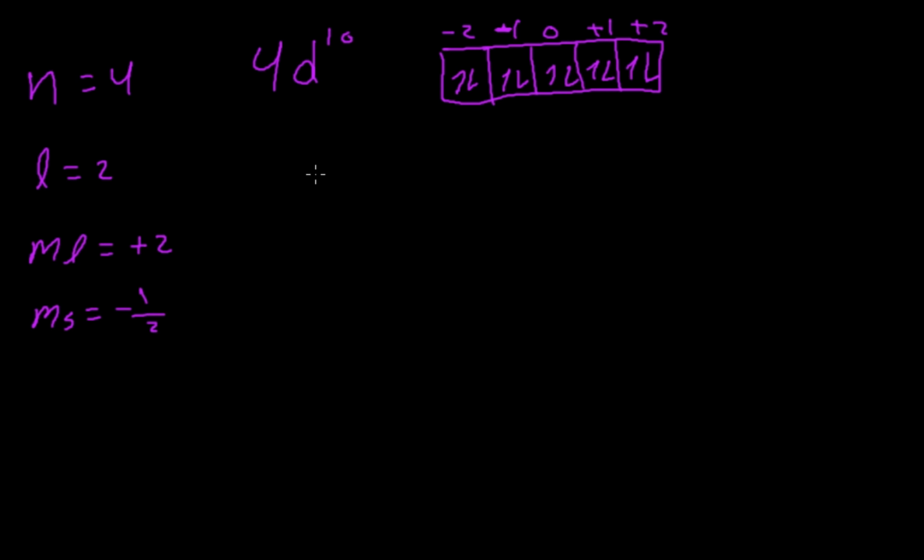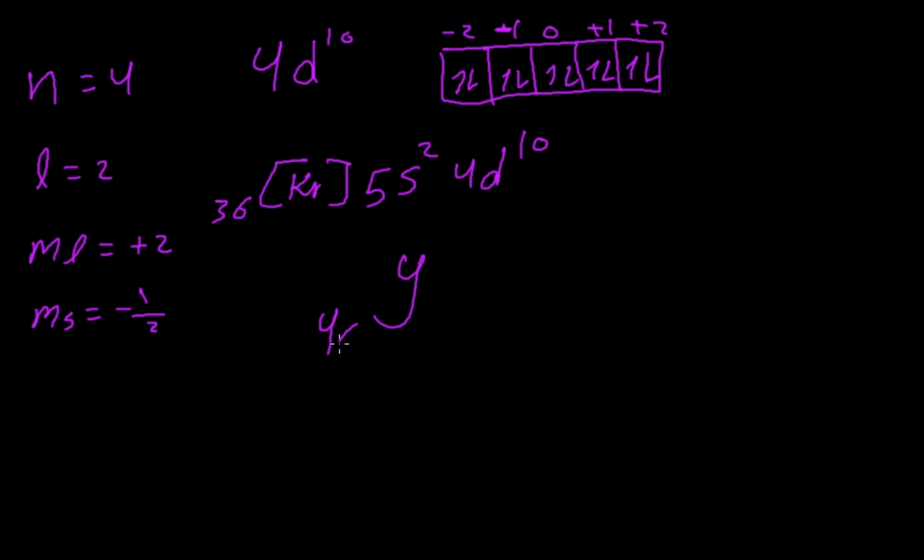So when you do the electronic configuration, starting from krypton 36, then you move to 5s2, then 4d10. And that should be your element, Y or Z or whatever: 36 plus 2 is 38, 38 plus 10 is 48. So you have an element which has the atomic number 48. And this element is cadmium 48.